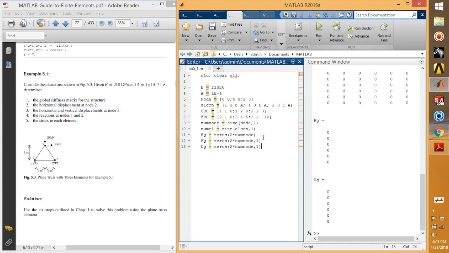Let's begin with the coding. For element equals 1 to number of elements, we can define n1 equals element connectivity of element comma 1. I'm going to simply copy paste a few things.